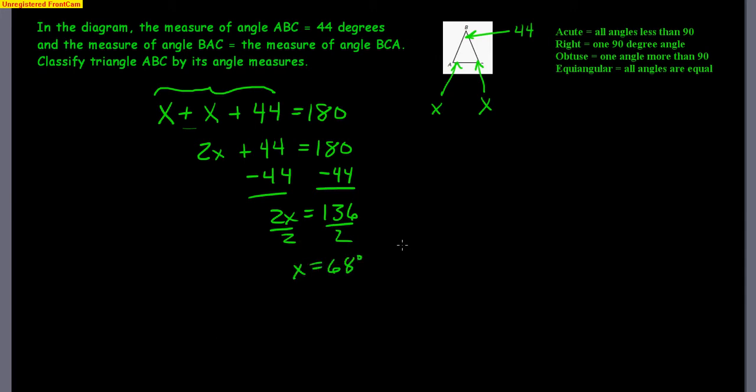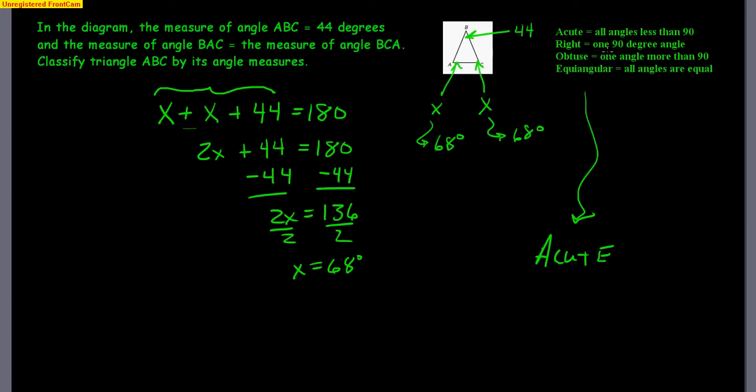So that means this angle is 68 degrees, and this angle is also 68 degrees. What they asked me to do in the problem was classify the triangle. All they mean by that is tell me, is it acute, is it right, is it obtuse, is it equiangular? If you look at these, they are all less than 90, so this must be an acute triangle.